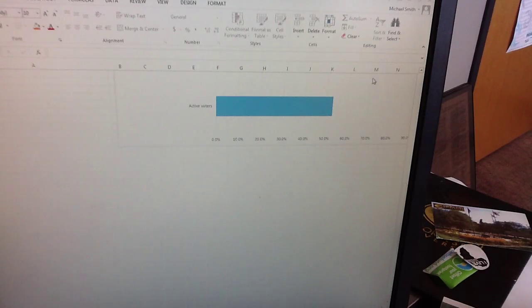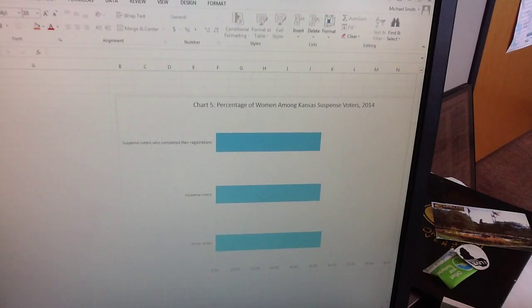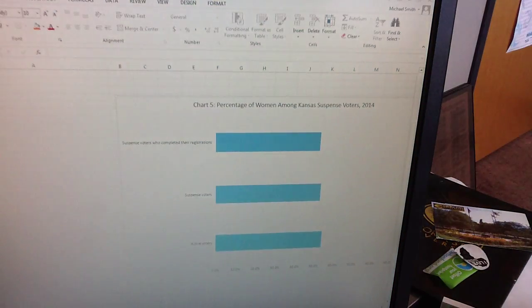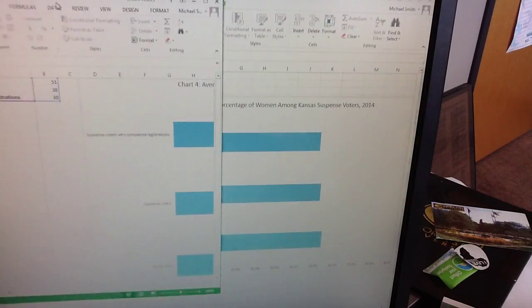The next topic is age, and this is another one that has received a lot of attention. And as you'll see in a moment, there are huge differences in terms of age between suspense voters, regular voters or active voters, and suspense voters who complete their registrations. Here comes the chart.